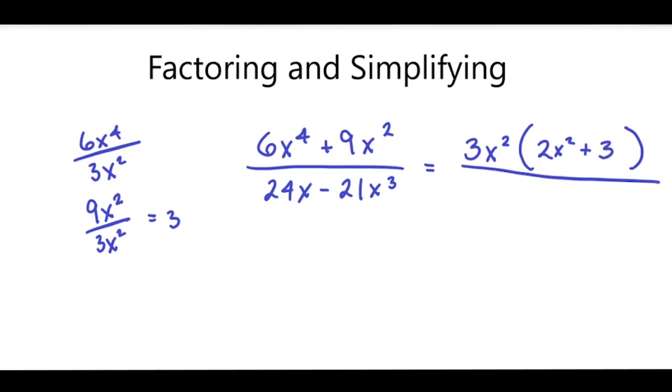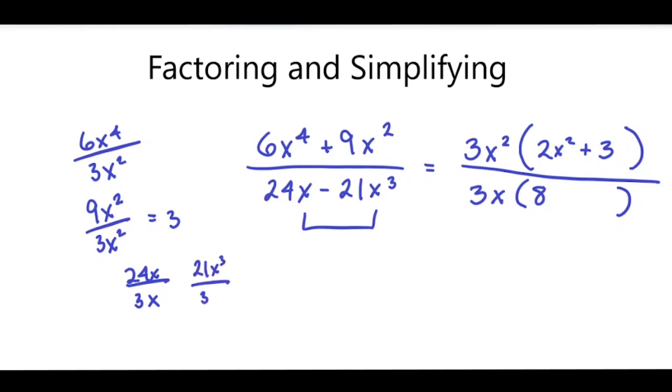Now on the bottom, what can I divide 24 and 21 by? Well, I can divide them both by 3. And I see that they both have an x, and the x to the lowest power that I see is x to the first power. So I will factor out an x. Now we do 24x divided by 3x, which is 8. And 21x to the third divided by 3x is 7x squared, but it's minus, so I will say minus 7x squared.